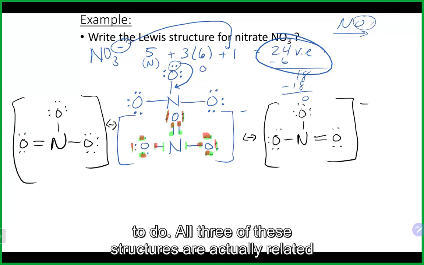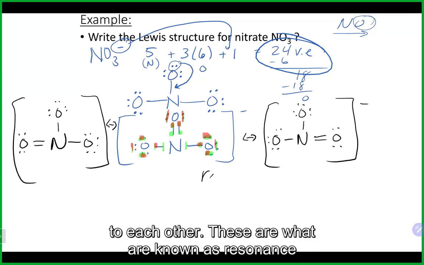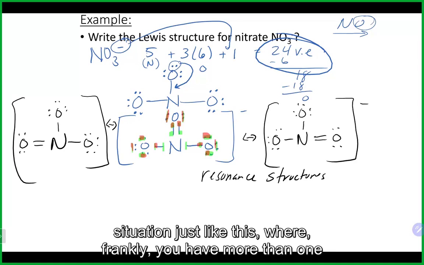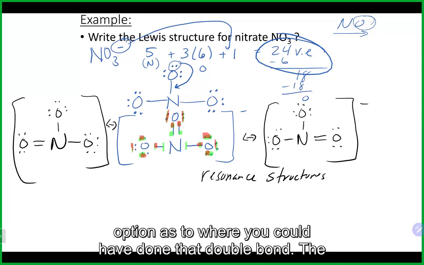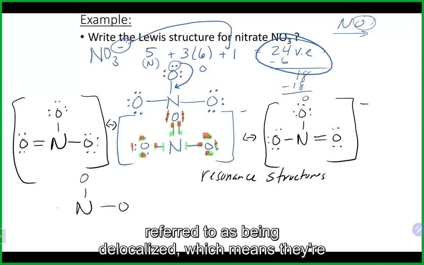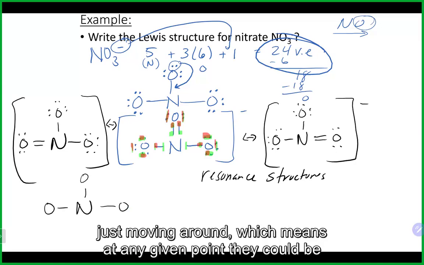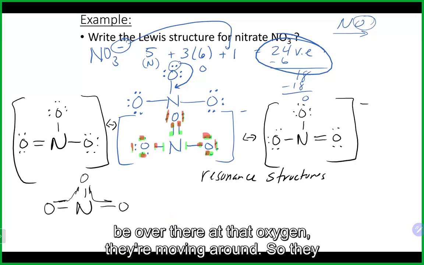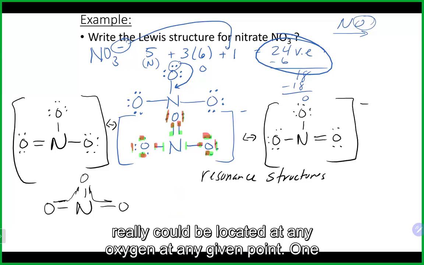All three of these structures are actually related to each other. These are what are known as resonance structures. Resonance structures basically happen when you have a situation just like this, where frankly you have more than one option as to where you could have put that double bond. The true reality is those double bond electrons are what are referred to as being delocalized, which means they're just moving around, which means at any given point, they could be over here at this oxygen, up there at that oxygen, or over there at that oxygen. They're moving around, so they really could be located at any oxygen at any given point.